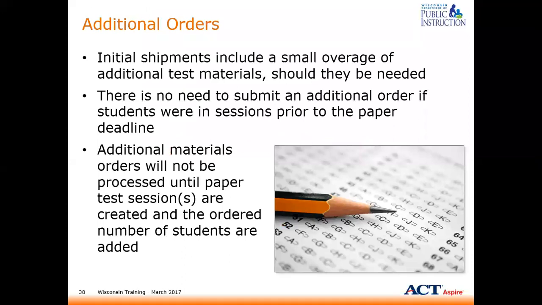Additional orders are intended only for, again, students who were not in sessions by the deadline and are not covered by your overage. So in this case, you still need to get students into test sessions. You can create new ones or add them to existing test sessions, and then you'll be able to submit an order through the portal. So you no longer have to contact ACT Aspire customer service. Orders will not be processed, though, unless the ordered number of students are in the appropriate subject test session or sessions. So you need to get them into the test sessions before you submit an order for them.